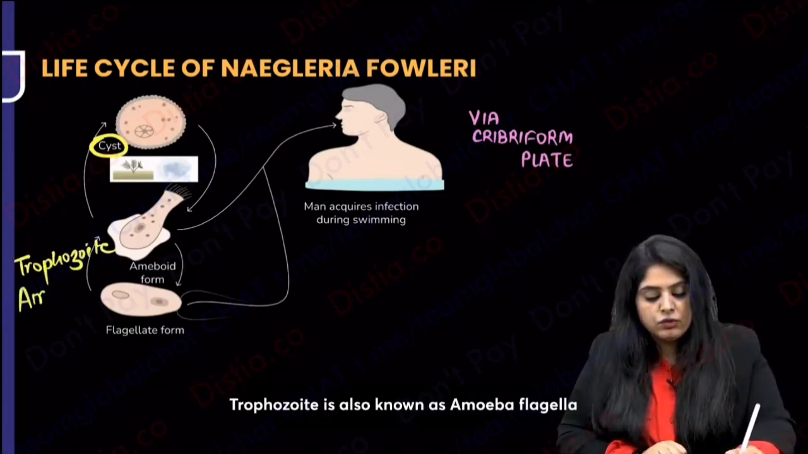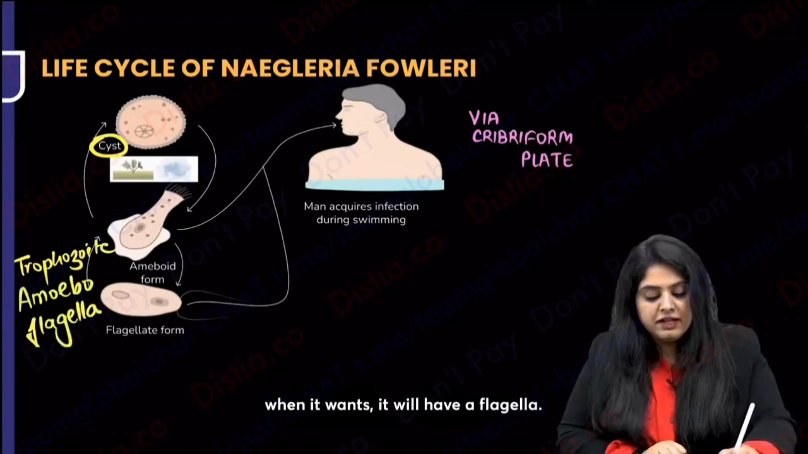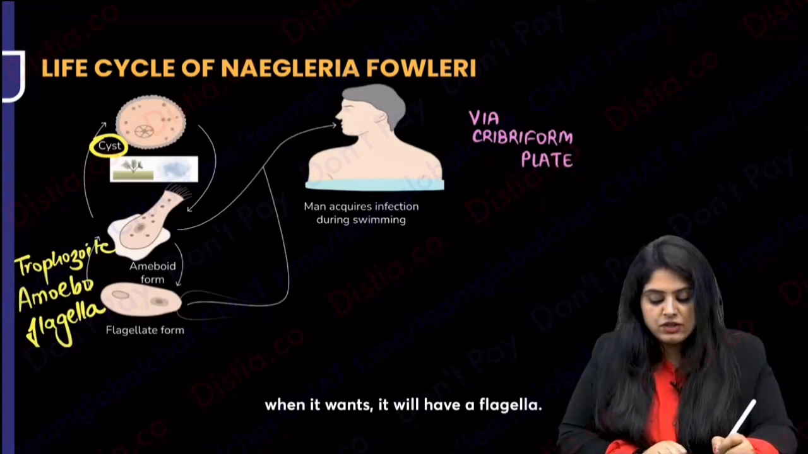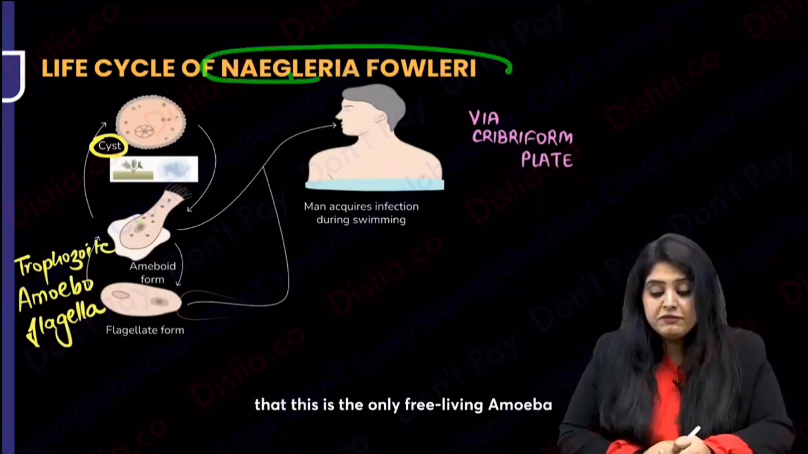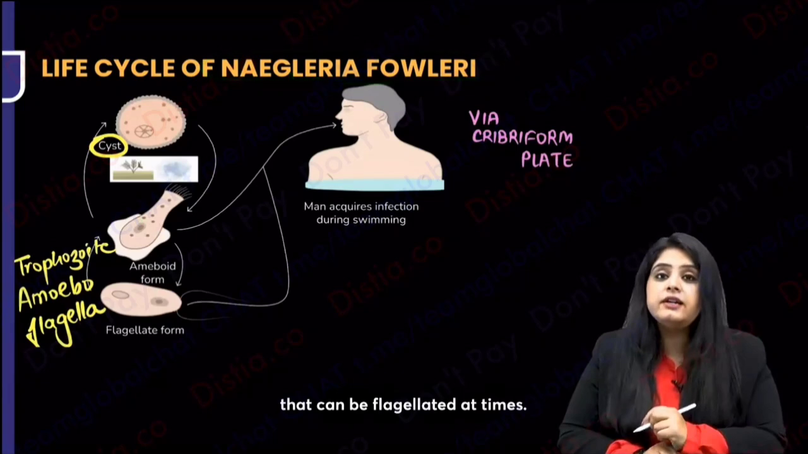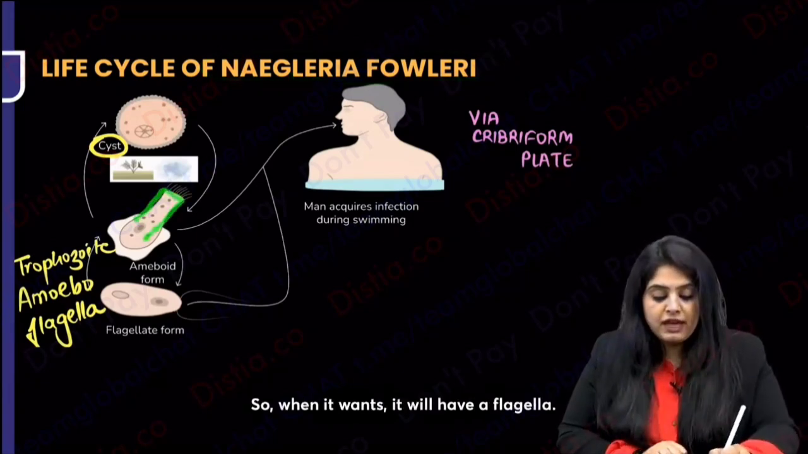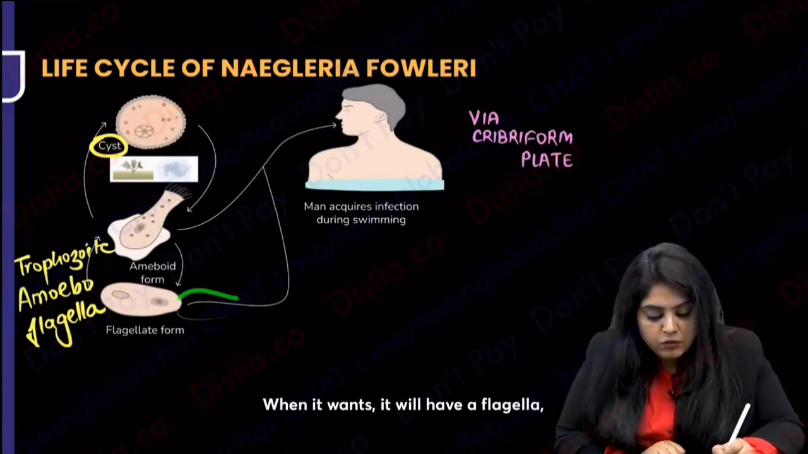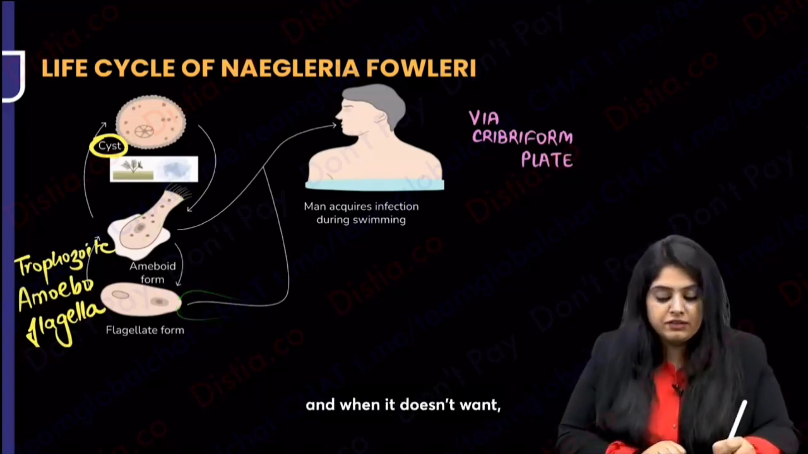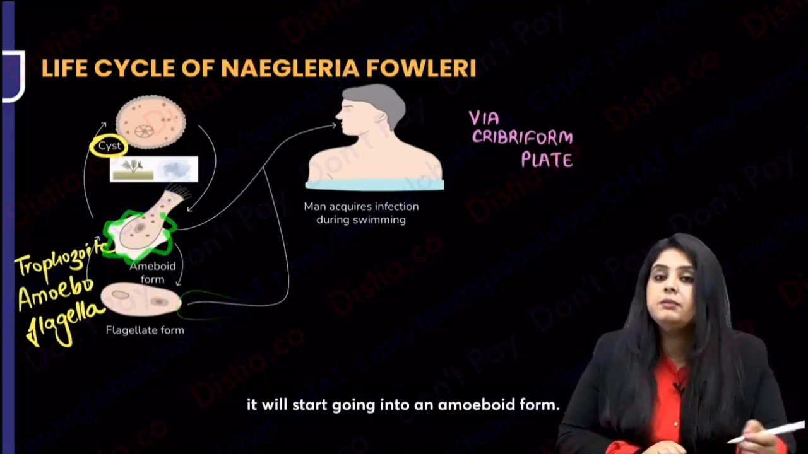Trophozoite is also known as amoeboflagella, which basically means that when it wants, it will have a flagella, right? Many people don't know that this is the only free living amoeba that can be flagellated at times. So when it wants, it will have a flagella, and you can see the flagella coming out from here. When it doesn't want, it will start going into an amoeboid form.